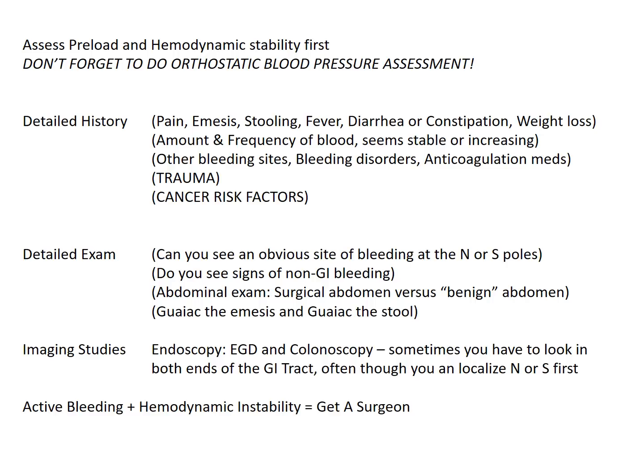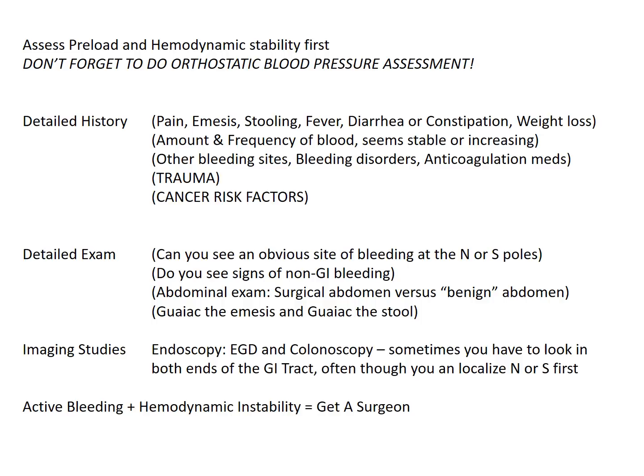On your exam, look for obvious sites of bleeding, both at the north and the south pole of the GI tract, so nasal and oropharynx from above, anal and rectal from below. Do you see signs of non-GI tract bleeding? Might the blood be coming from the vagina and its genitourinary tract in a female?